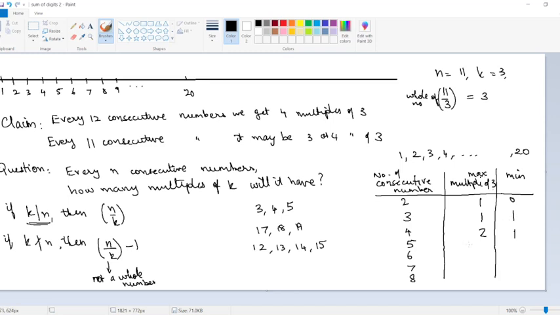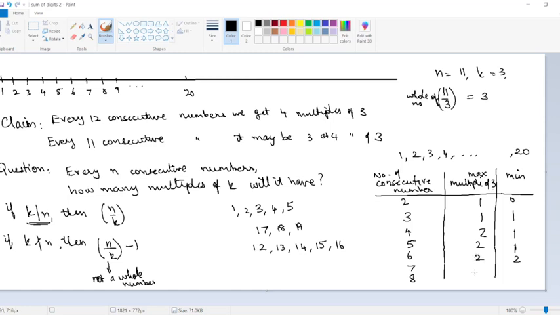For 5, maximum 2, minimum also 2? 13, 14, 15, 16, 17. No, minimum will be 1. So for 5, maximum will be 2 and minimum may be 1. And now for 6, it will be 2, 2. You're talking about the minimum? Yes, both.